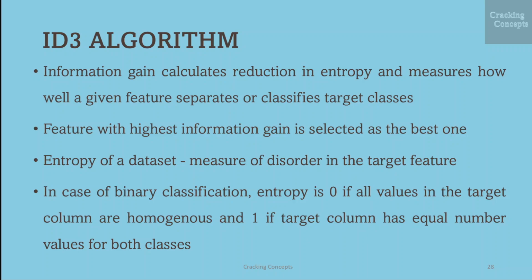Now, information gain calculates the reduction in the entropy and measures how well a given feature separates or classifies the target classes. The feature with the highest information gain is selected as the best one. Entropy is the measure of disorder, and entropy of a dataset is the measure of disorder in the target feature of the dataset. In case of binary classification, where the target column has only two types of classes, entropy is 0 if all the values in the target column are homogeneous or similar, and will be 1 if the target column has an equal number of values for both the classes.